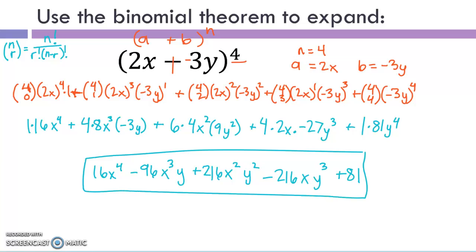But let's say that instead of expanding a binomial raised to an exponent, we're told to just find one specific term. There's a formula for that. We'll talk about the binomial theorem for specific terms.